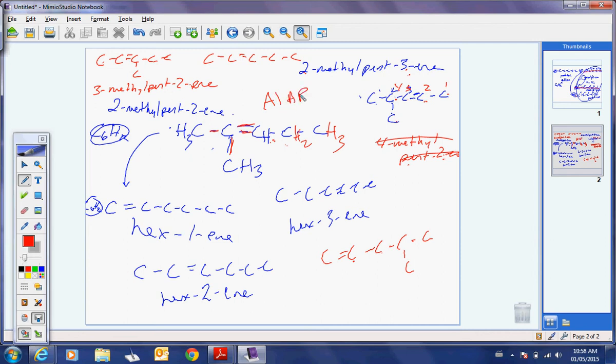Aliphatic isomers. Aliphatic just means a straight chain, but it can be with branches, right? So I mean a straight chain or a branch chain.